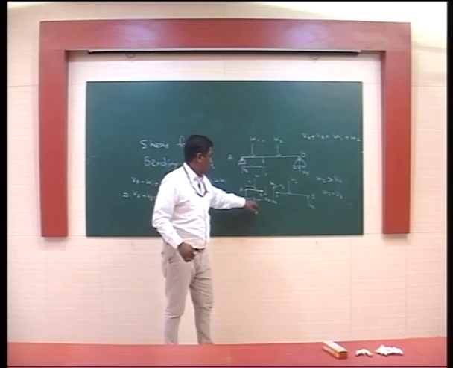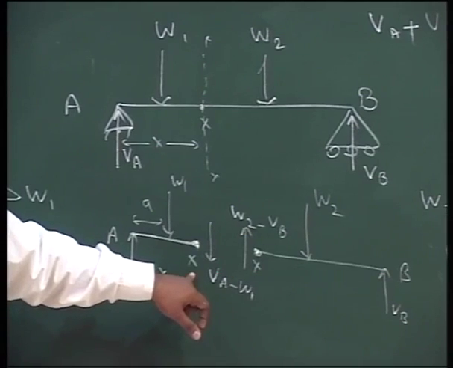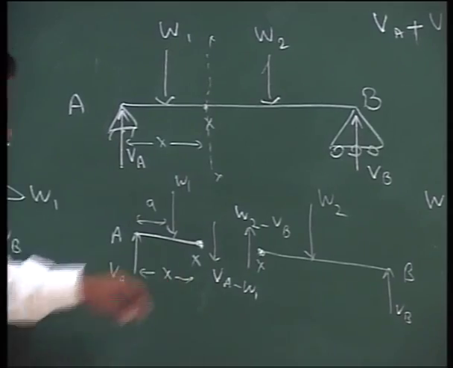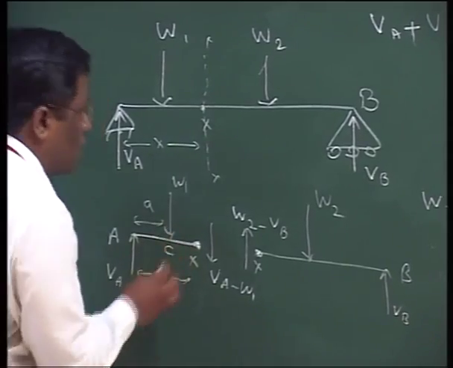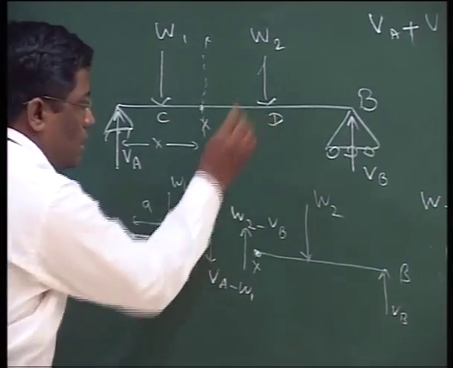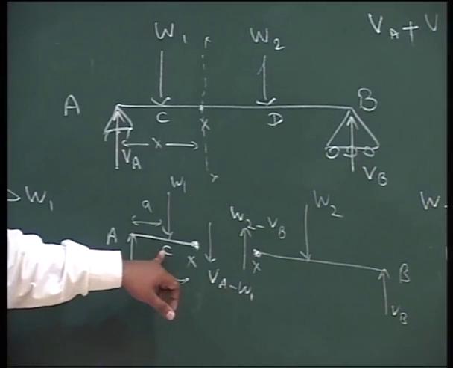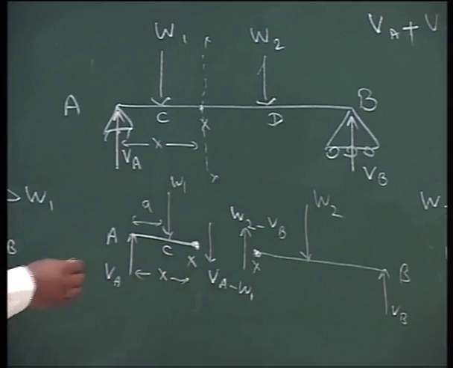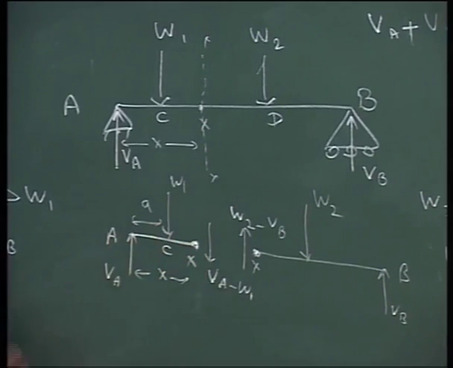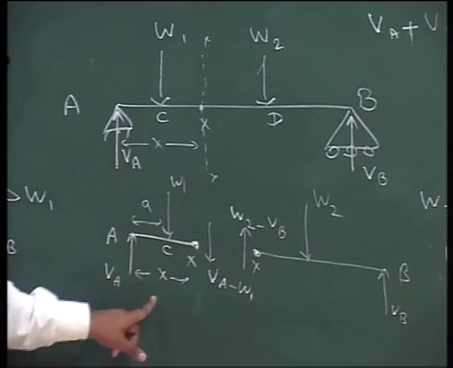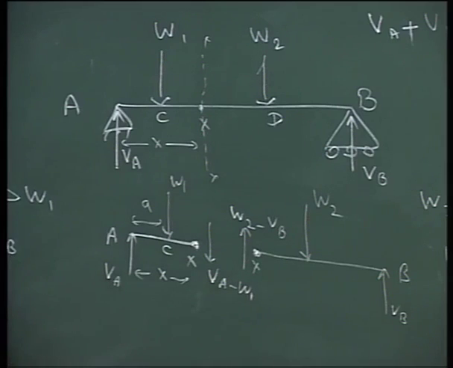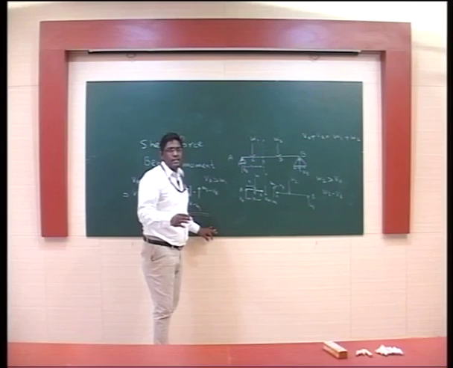So in this particular case, x is the point at which we want to take the bending moment, and a is the point. If we give these points the names C and D, then at point C there is a force W1. Now we take the bending moment at this particular point x. We can quite easily see that VA is at a distance of x. There is a sign convention, but right now we are just analyzing this.